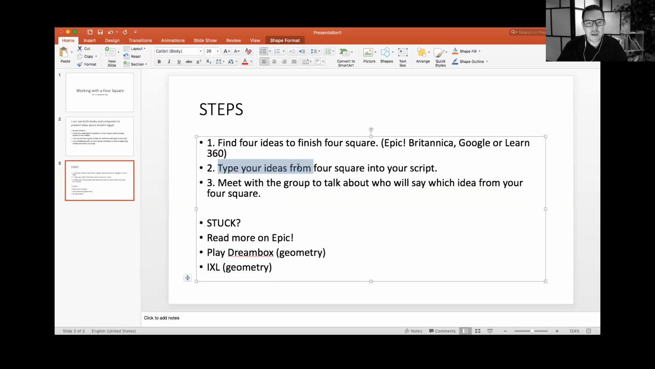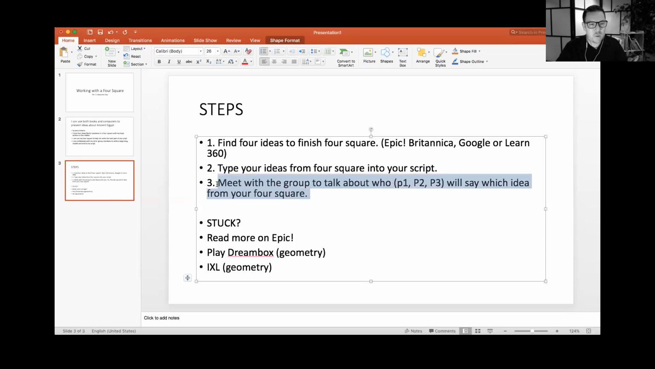Next, you need to type your ideas from Foursquare into your script, okay, from your Foursquare. So you're going to look at your Foursquare and you're actually going to use Google Classroom to type the ideas out, okay? This is good practice for you to get it from your Foursquare onto the page, okay? Number three, you need to meet with the group to talk about who will say which idea from your Foursquare. So this is talking about who is, will P1 say this idea? Will P2 say this idea? Or will P3 say this idea? Or will it be Jared or will David say this idea? So you can start to split up who will say which information.